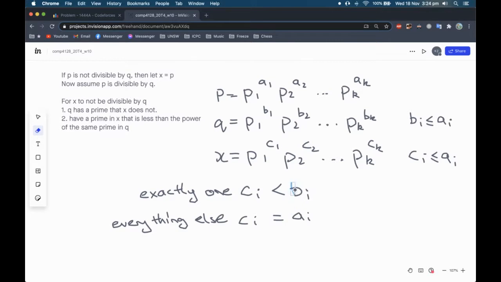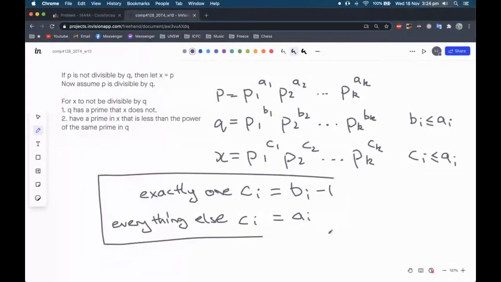Of course, if you want to set it less than bi, we don't want to make it too much smaller than bi, because we're sacrificing the largeness of x. So we might as well go the largest possible such that it's less than bi. In other words, we'll set it to bi minus 1.